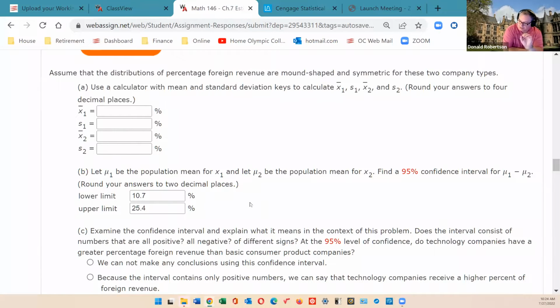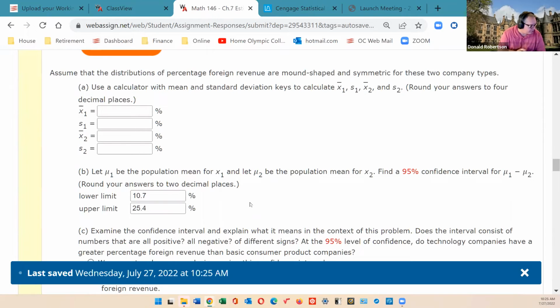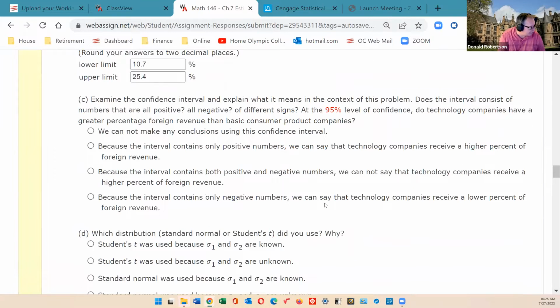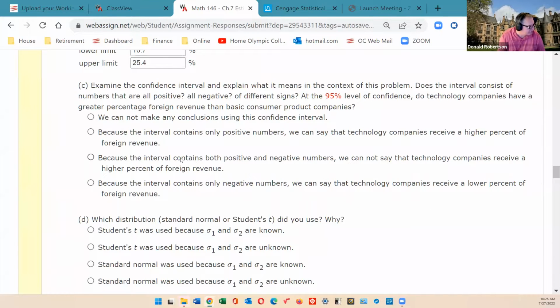The difference between electronics and consumer goods, right? Tech and consumer. Would you agree that the difference is positive 10.7 to positive 25.4, and all of those positive? So shouldn't we be able to come up with a conclusion that because the interval contains only positive numbers, we can say that technology companies have a higher percentage of foreign revenue? Click on it, and that would be the correct conclusion.